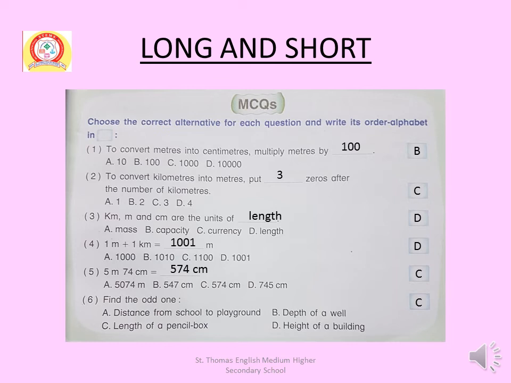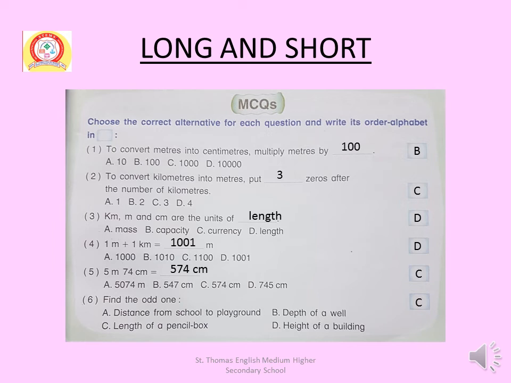Number 3, kilometer, meter and centimeter are the units of length. So, D is the correct answer. Length. Why? Kilometer, meter and centimeter are all units of length. So, the correct answer is D.